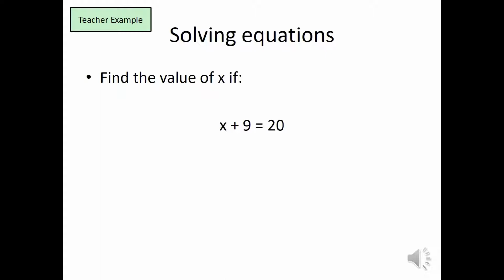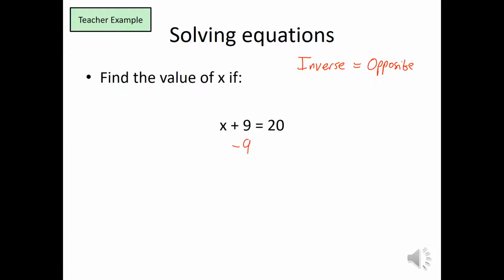But I'm going to show you mathematically how we can use inverse operations to find an answer and solve this equation. Inverse means opposite. So we've taken the letter x, we've added 9 and it equals 20. So we need to do the inverse of add 9. So that's take away 9.